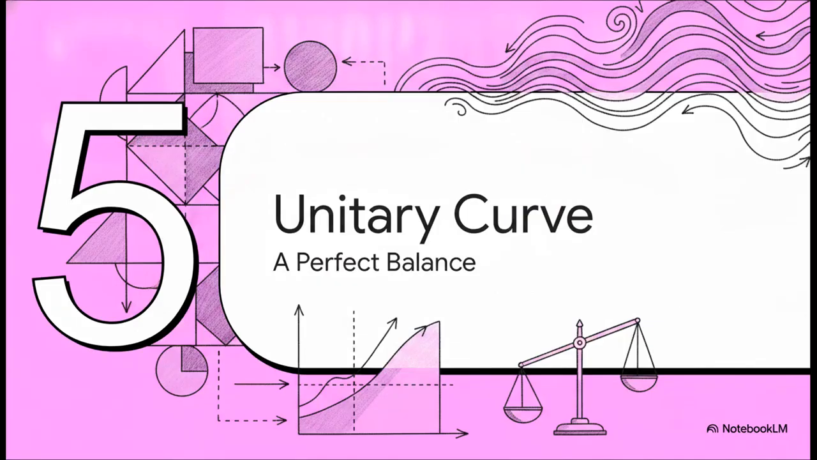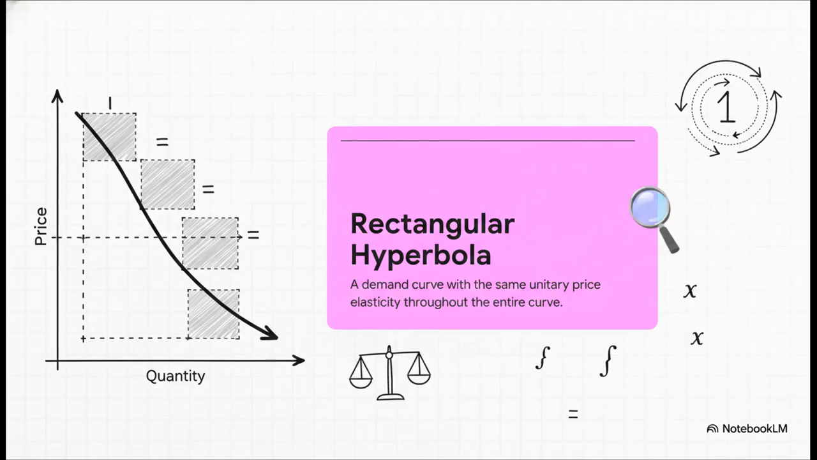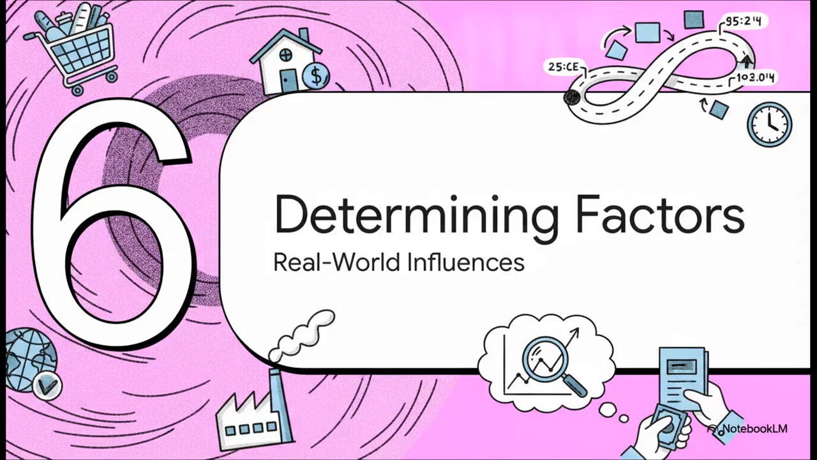Section 5. The Unitary Demand Curve. Let's explore a really unique geometrical scenario that builds right on top of that outlay method. Imagine a scenario where every single price-quantity combination results in the exact same total outlay. The amount of money consumers spend never, ever changes, regardless of the price point. When you graph that, you get a perfectly balanced curve, known as a rectangular hyperbola. It is this rare, mathematically beautiful situation where the price elasticity of demand is exactly unity, everywhere along the entire curve.